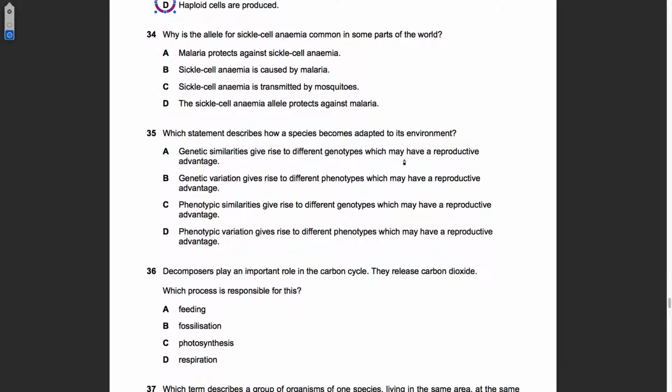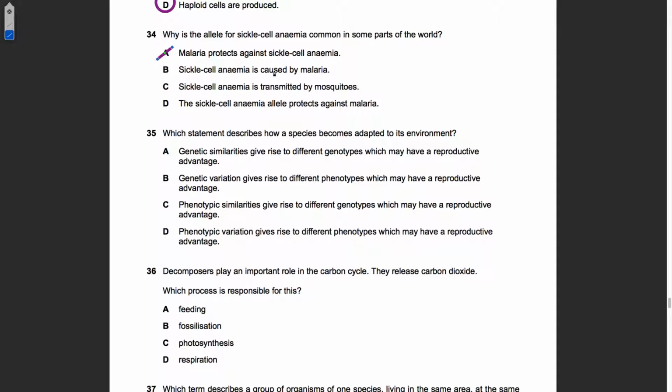34. Why is the allele for sickle cell anemia common in some parts of the world? So when you were taught this bit about variation, if you like, and also selection, you may remember that in some areas of the world where malaria is prevalent, with sickle cell anemia, if you have one faulty allele, you're a heterozygote, it actually gives you protection against malaria. Now, it's a wordy question because they've just jumbled up the words in slightly different places in the sentence to change the meaning. So, does malaria protect against sickle cell anemia? No, it's the other way around.